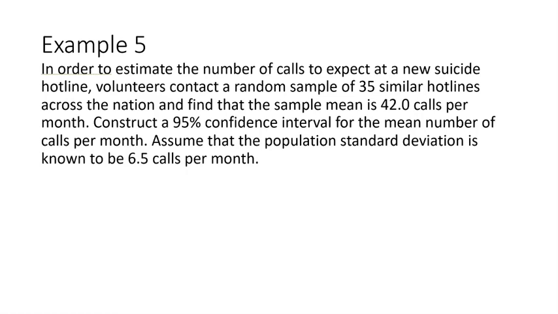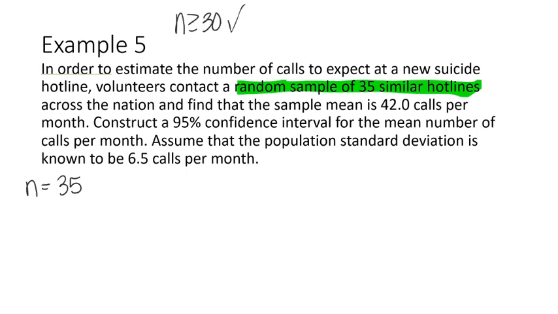I'm looking at a random sample of 35 hotlines. That tells me that n, my sample size, is 35. Because my n is bigger than 30, I can follow that normal distribution. It tells me a sample mean of 42 calls. Sample mean is my x bar. Make sure you know the difference. Sample mean is x bar, 42 calls per month.